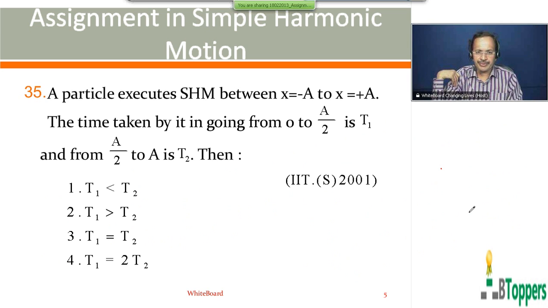So the first option is the answer. t1 is not equal to t2. We get t2 equal to 2 times t1. Therefore, t1 is less than t2, and the first option is the answer, because we have arrived at the conclusion that t2 is 2 times t1. That means t2 is greater than t1, or t1 is less than t2. So the first option is the answer.